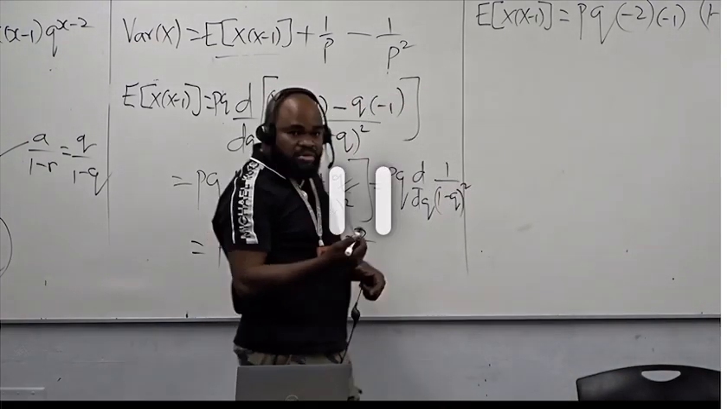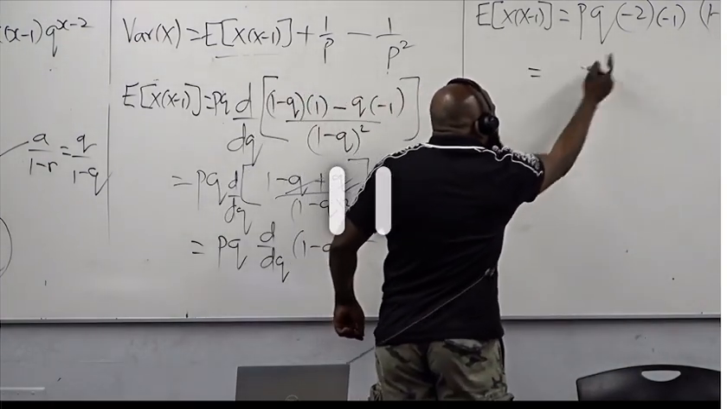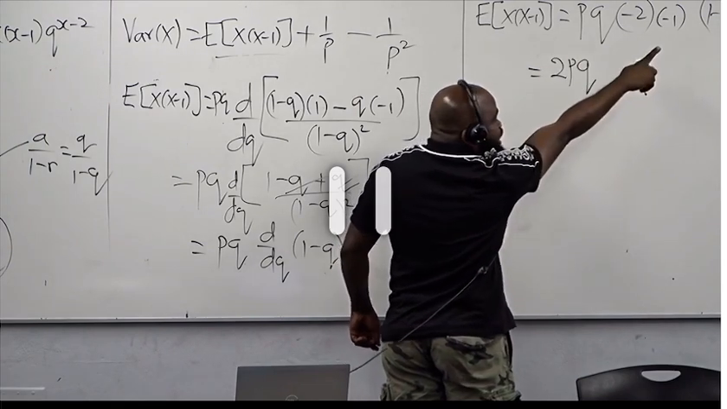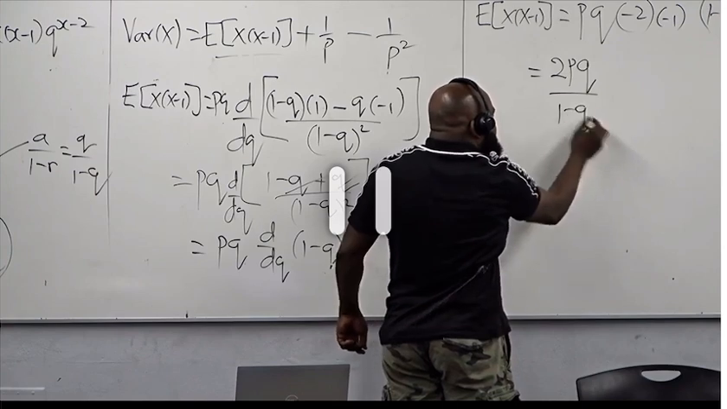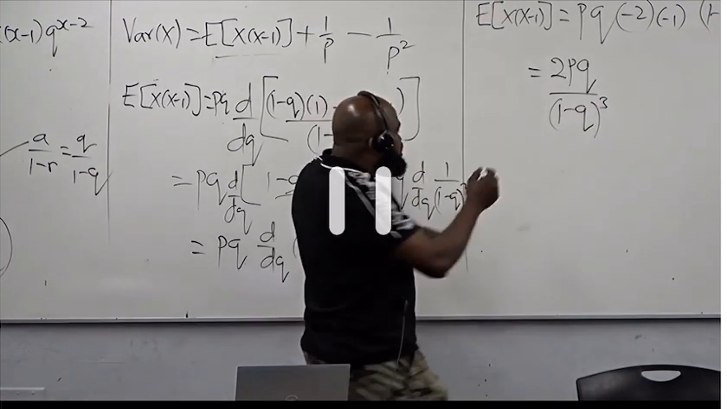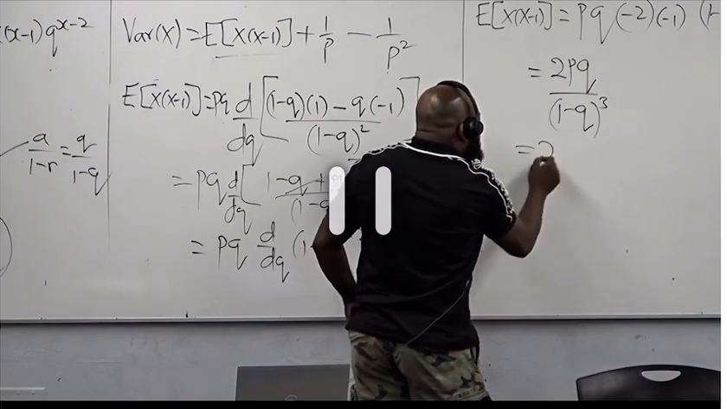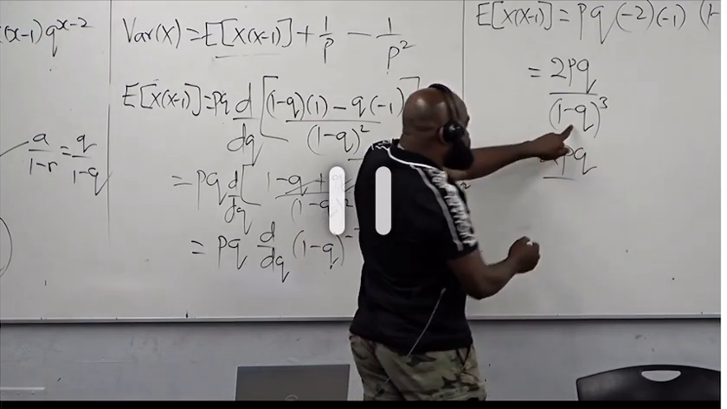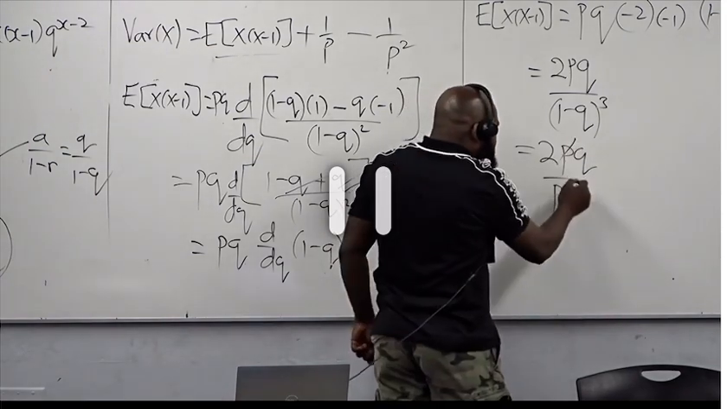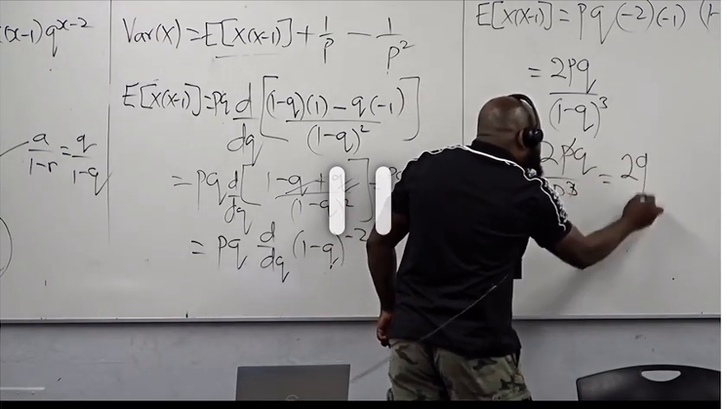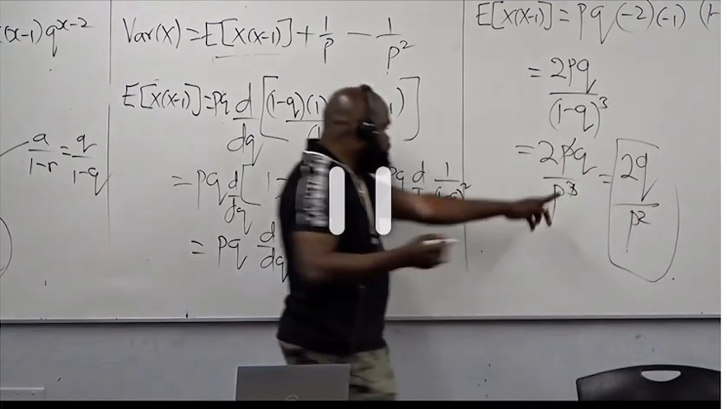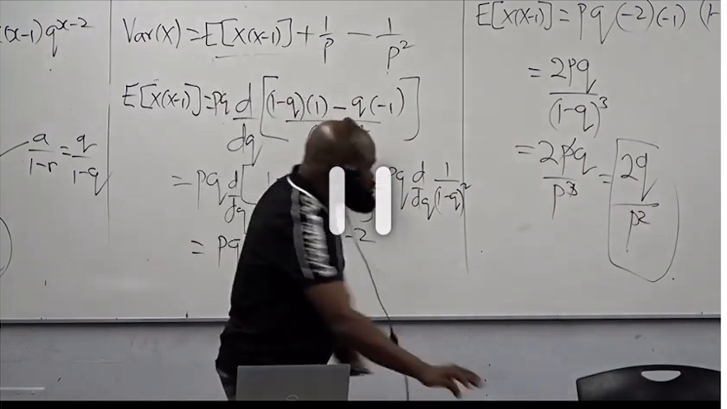So now what do I have here? That will be 2pq, and that is the same thing as this, raised to the power 3, because of the negative 3 up. Now, what is 1 minus q? That will be p, raised to the power 3. So this cancels one of that, and I'm going to have 2q divided by p squared.